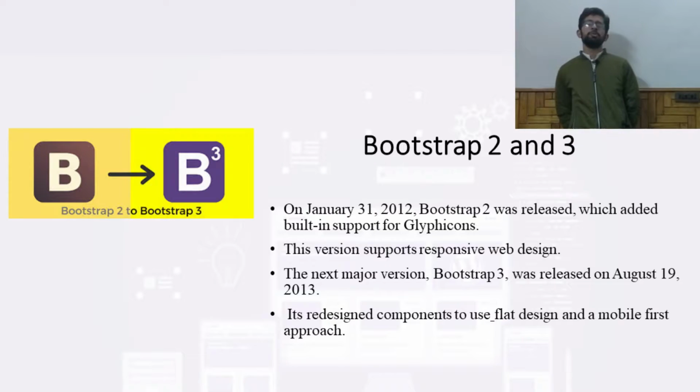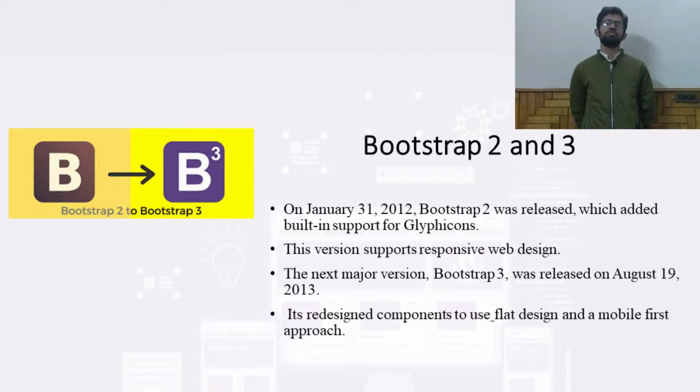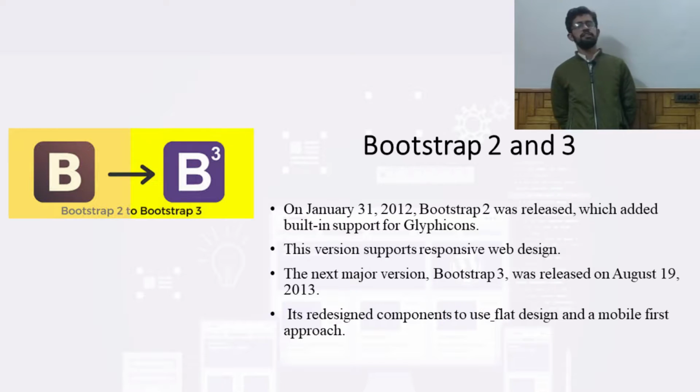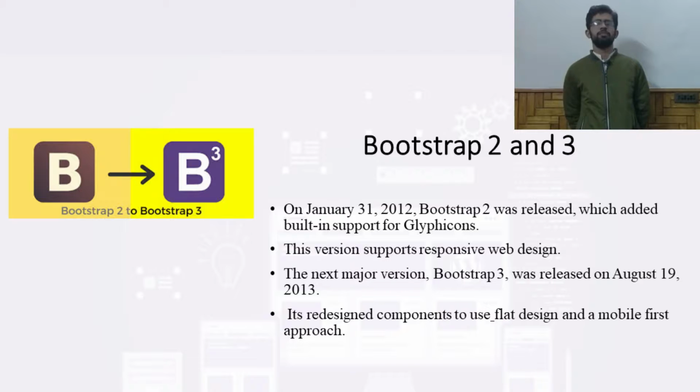Now we'll talk about previous versions of Bootstrap. On January 31, 2012, Bootstrap 2 was released, which added built-in support for glyphicons. This version supports responsive web design. The next major version, Bootstrap 3, was released on August 19, 2013. It redesigned the components with a flat design and a mobile first approach.